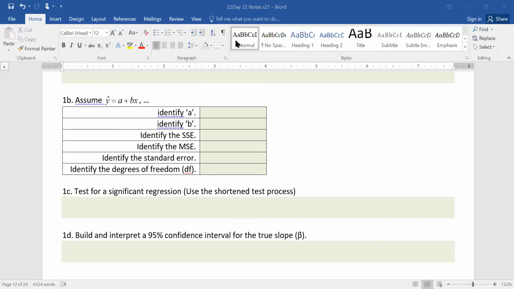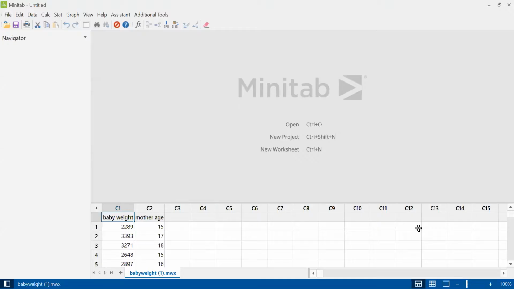So if you go into day 22 notes, you will see the baby weight Minitab file there. It's the same one as last class. If you want to open that, feel free, or you could just watch and follow along that way.